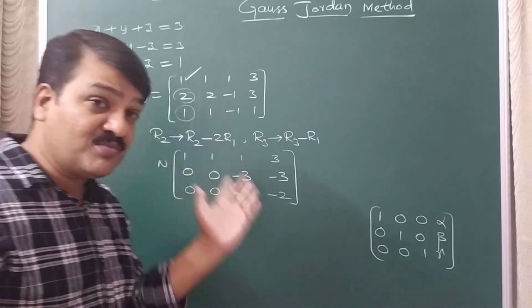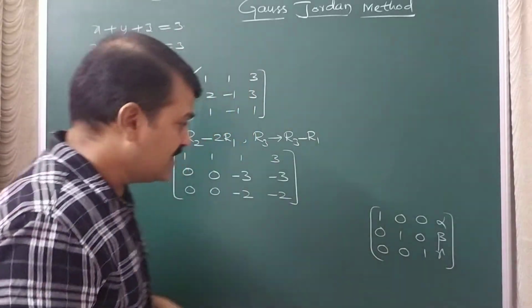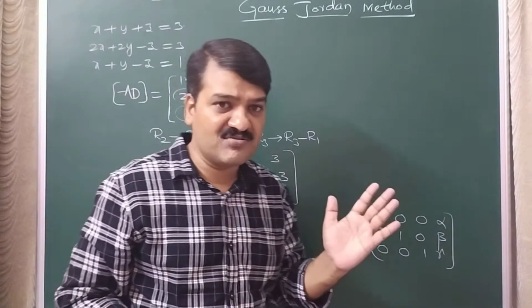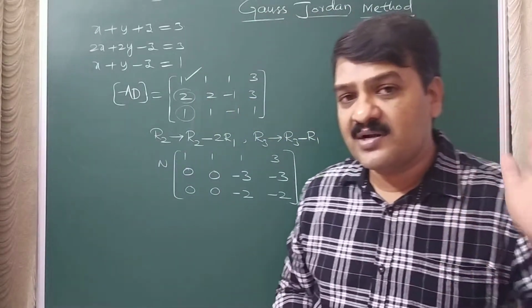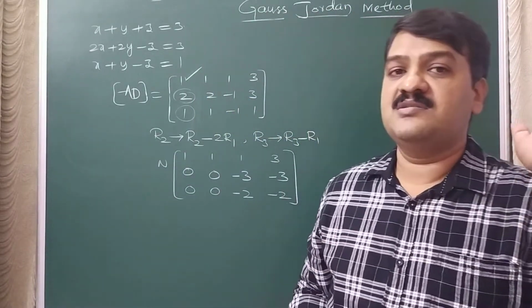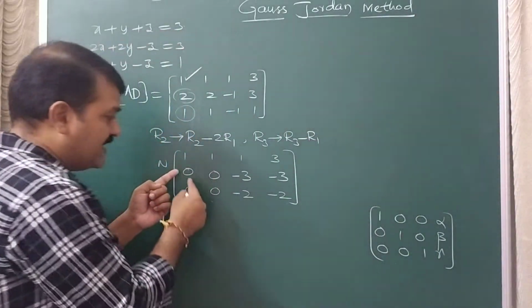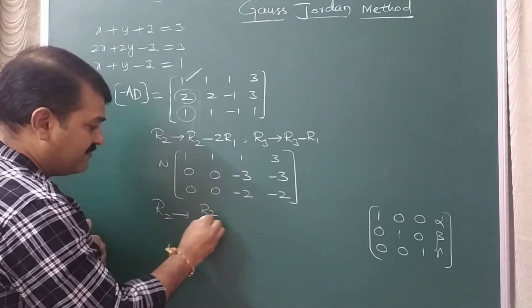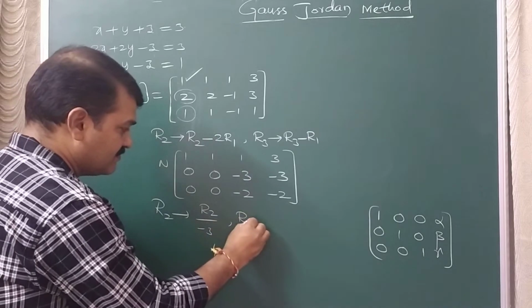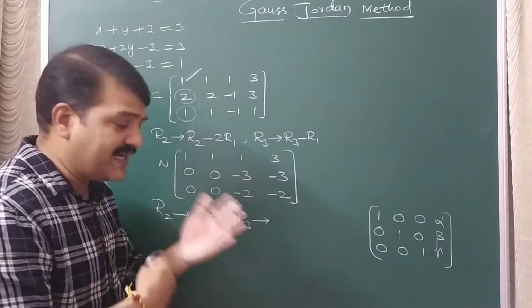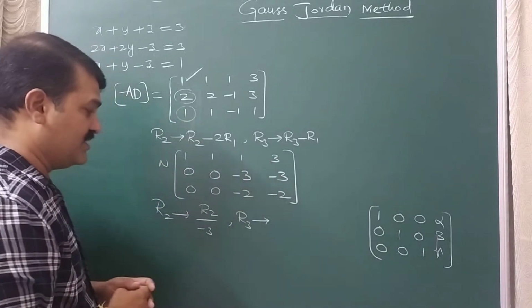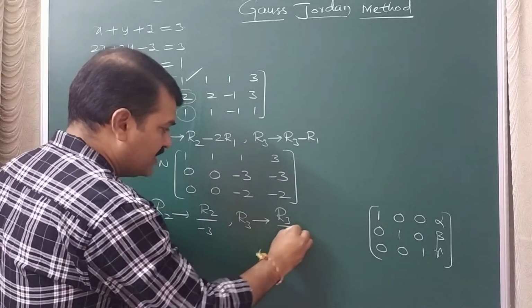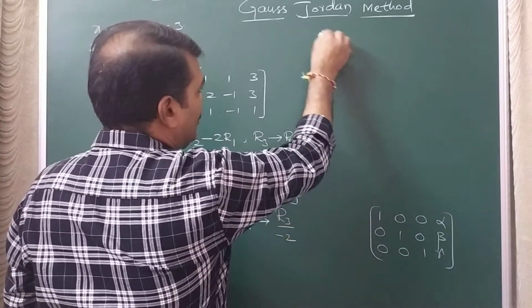Or to be much clearer, I will divide the second row. We can use elementary row transformations, which means you can multiply or divide any row with a non-zero constant. Clearly, minus 3 is common in the second row, so I will divide the second row by minus 3 just to give you a clear idea of how we are going to get infinite solutions. In the third row, clearly minus 2 you can take common, so divide the third row by minus 2. Then you will get it like this.